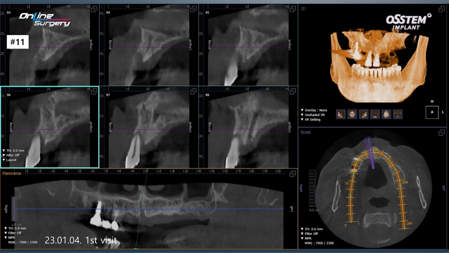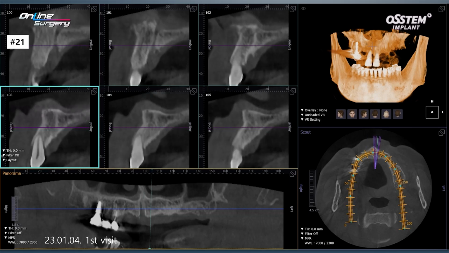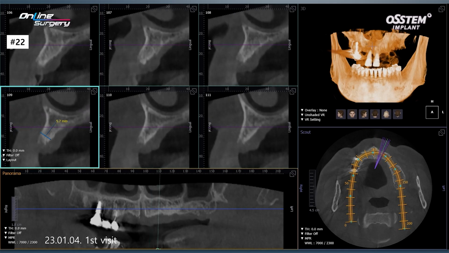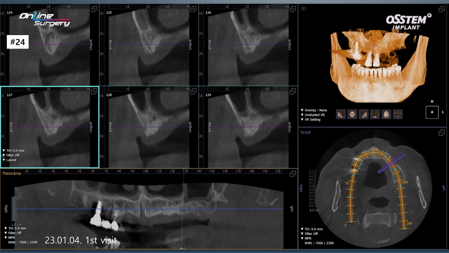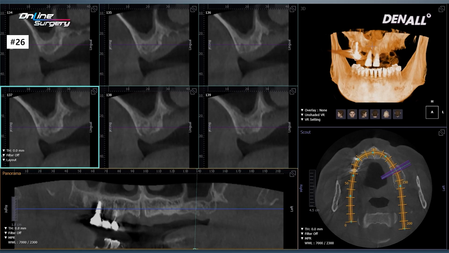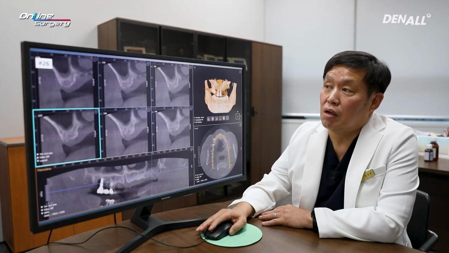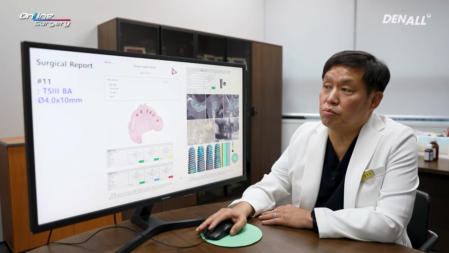Number 11, there is severe mobility, and for number 21, it's less mobile. Let's move on to number 22. More so than thought, the height and width of residual bone was okay, so implants were planned for number 22, 23, and 24. For number 26, OneCAS was planned for implant placement. I discussed the plan with the OneGuide team.